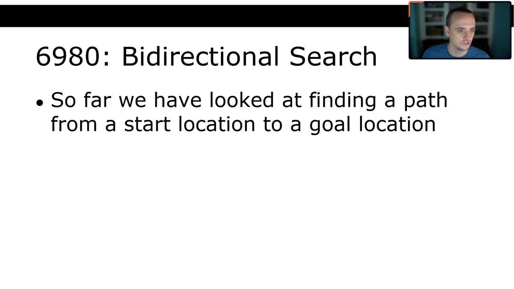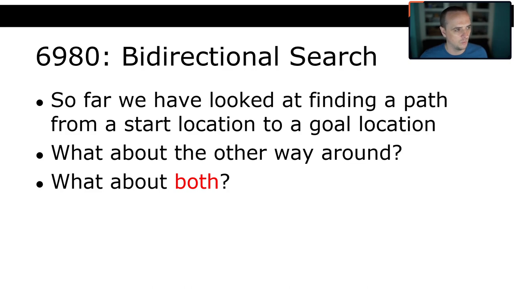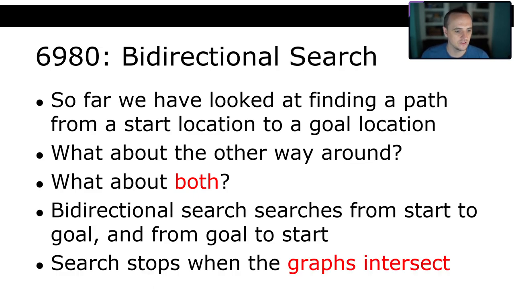It's bidirectional search. So far, we've looked at finding a path from a start location to a goal location. What about the other way around? Might it be faster sometimes if we look from the goal back to the start? Okay. What about both? What if we started looking from the start and the goal and met in the middle somewhere? Maybe that's interesting. So bidirectional search searches from the start to the goal and the goal to the start, and it's going to stop where the graphs intersect.